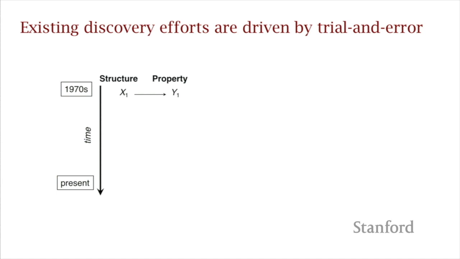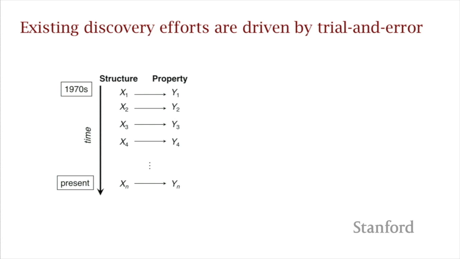So if we kind of back up and look at how things have gone, philosophically from the 70s to present, we have this timeline where we take a structure, the material structure, we call it X1. We go into the lab and we measure the property that we want, call it Y1. Maybe it's ionic conductivity. If it's good, it's good. If it's bad, it's bad. It's usually not great. So we go take another one, X2, and then we measure Y2. And we continue this, basically n times to present, hoping that we're going to find the right one.